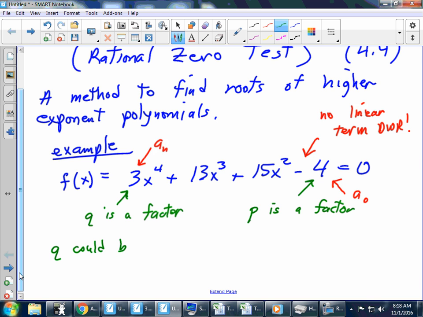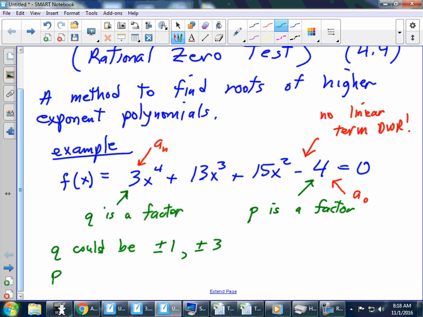could be, what are the factors of 3? Factors of 3. Come on, this is not magic. No, factors, not multiples. 1 and 3. It's a prime number. So it could be plus or minus. It could be negative as well. Plus or minus 1, plus or minus 3 are factors.